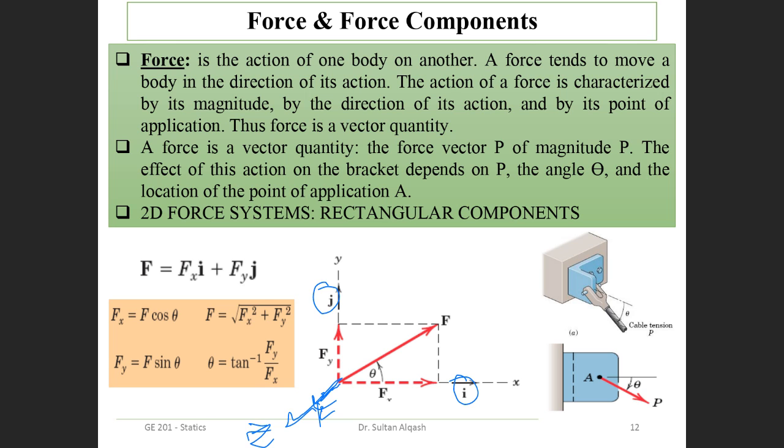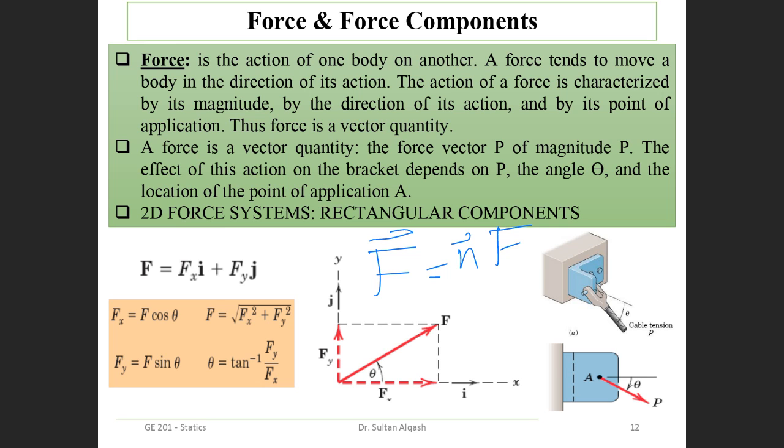We know that any vector can be defined with its unit vector multiplied by its magnitude. So any vector, any force F, let's say I'm using handwriting, if I put an arrow on the head, that means vector. It can be defined by a unit vector times the magnitude.